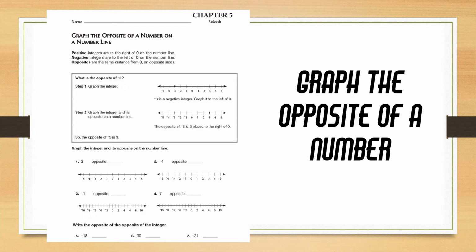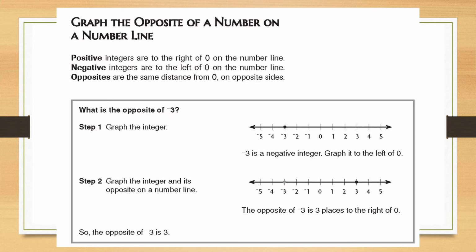Graph the opposite of a number. Graph the opposite of a number on a number line. Positive integers are to the right of 0 on the number line. Negative integers are to the left of 0 on the number line. Opposites are the same distance from 0 on opposite sides.